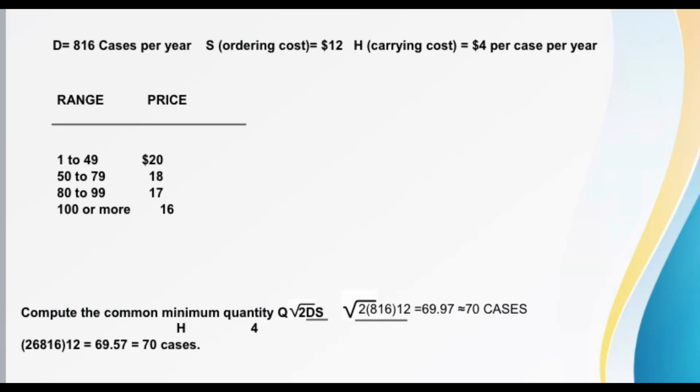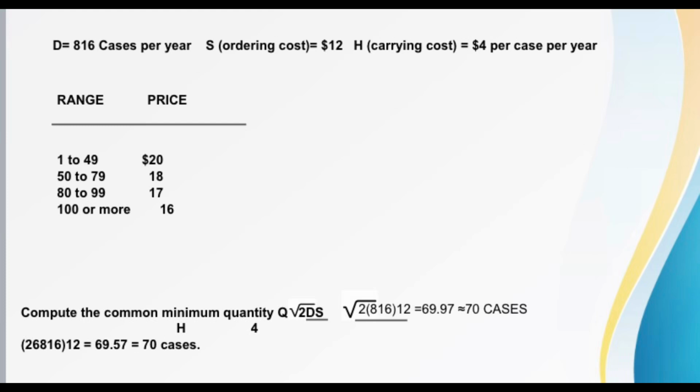D is annual demand, equal to 816 cases per year. The $12 is the ordering cost. The $4 is the carrying cost per year. Because of the new price schedule, this is the range and price. If you order less than 50, or 1 to 49, the price is $20, and so on. So, compute the common minimum quantity.